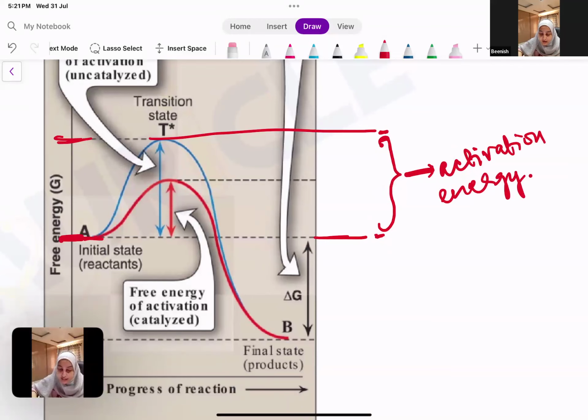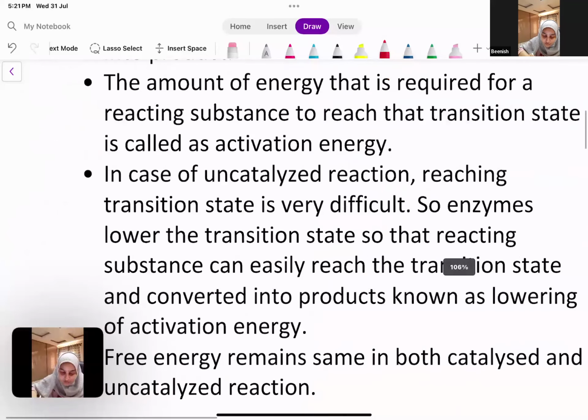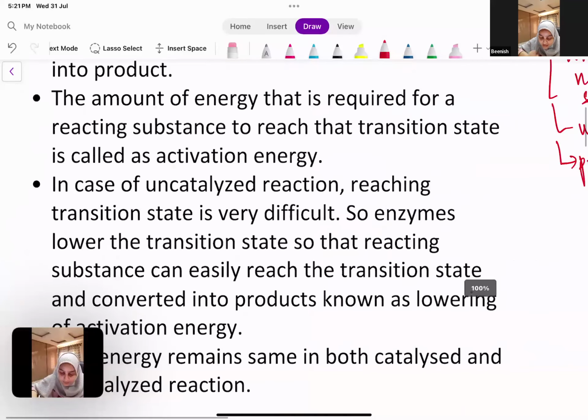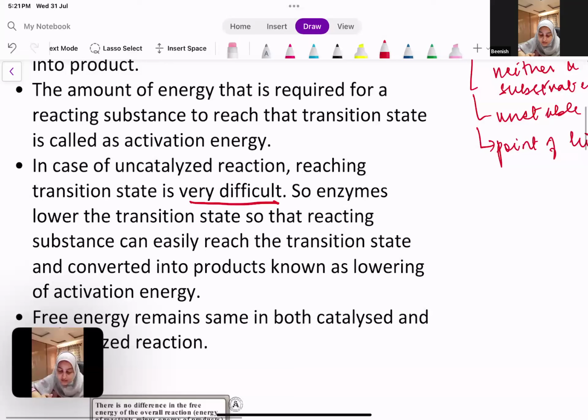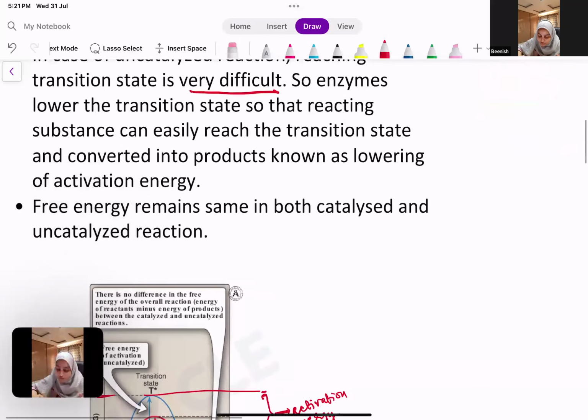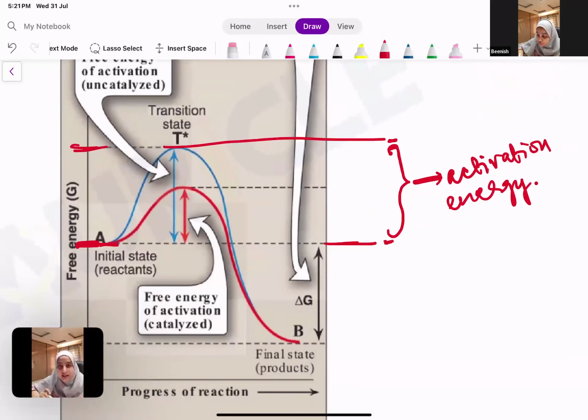Now what happens in an uncatalyzed reaction? Reaching the transition state is very difficult. So the enzymes lower this transition state so that the reacting substance can easily reach the transition state and be converted into products. This is known as lowering of activation energy. Again, have a look at this diagram. This is an uncatalyzed reaction. So in this was the activation energy.